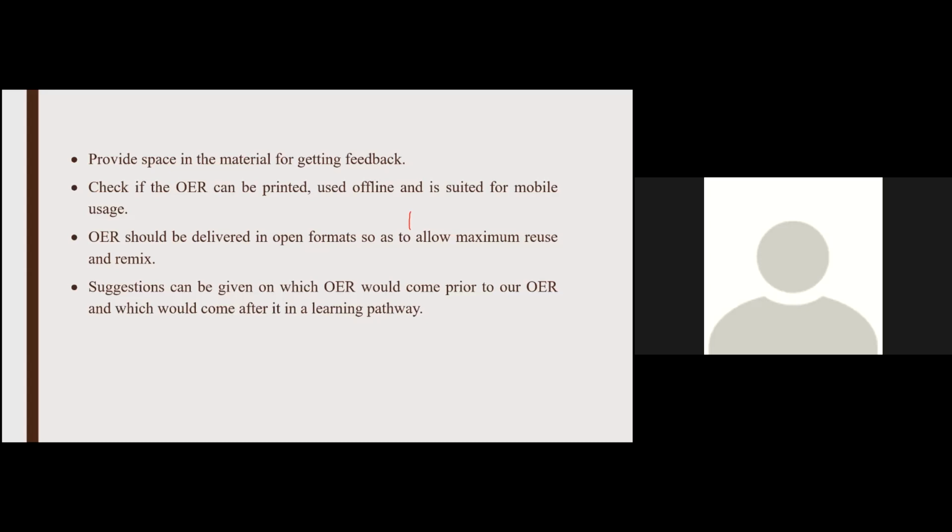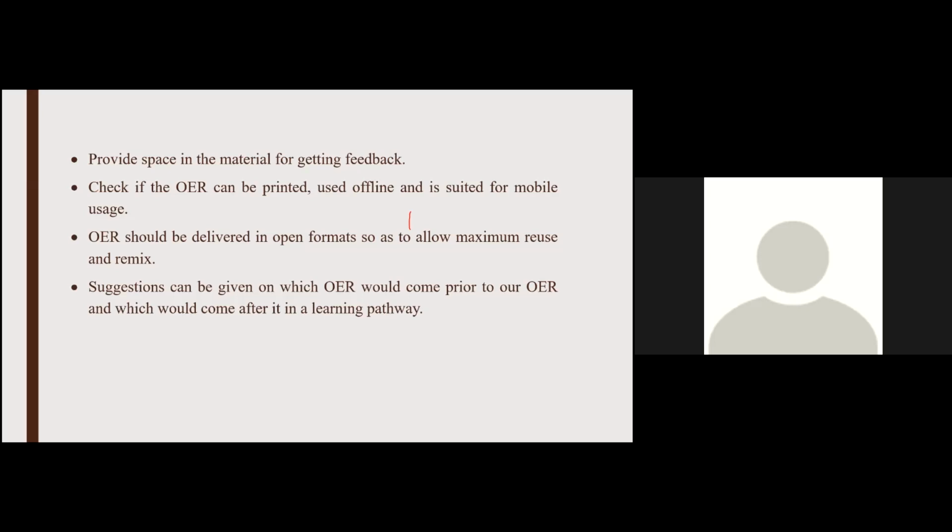Then suggestions can be given in the module, like which OER will come prior to our OER and which would come after in the learning pathway. So when you are giving links for further reading, make sure you are giving OER links itself. You access good quality OER materials and you provide links. For prior learning also, you can tell the learner, before entering into this topic, you can go through these links so that you get a little bit of knowledge on what we are going to study. Those links can be OER itself. If it is OER, then it's much better.